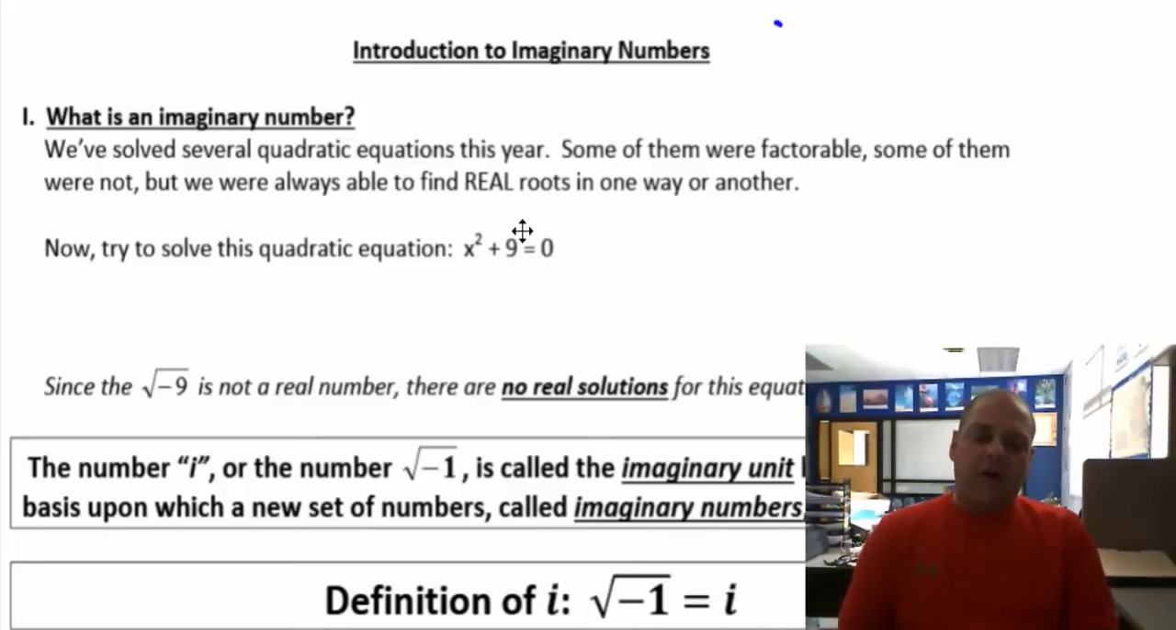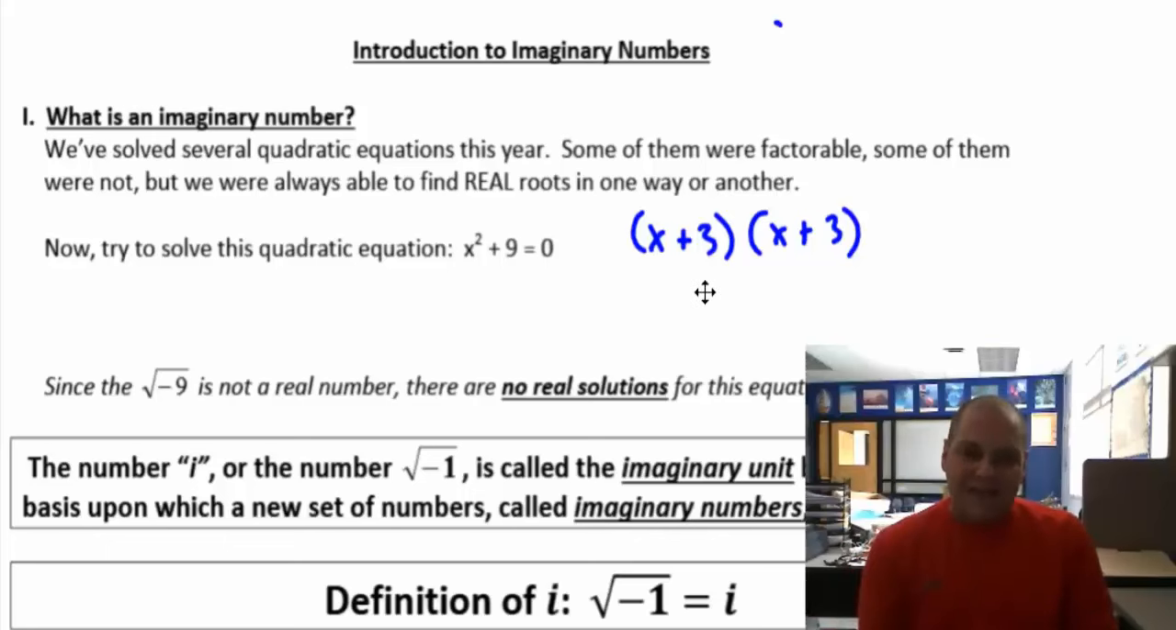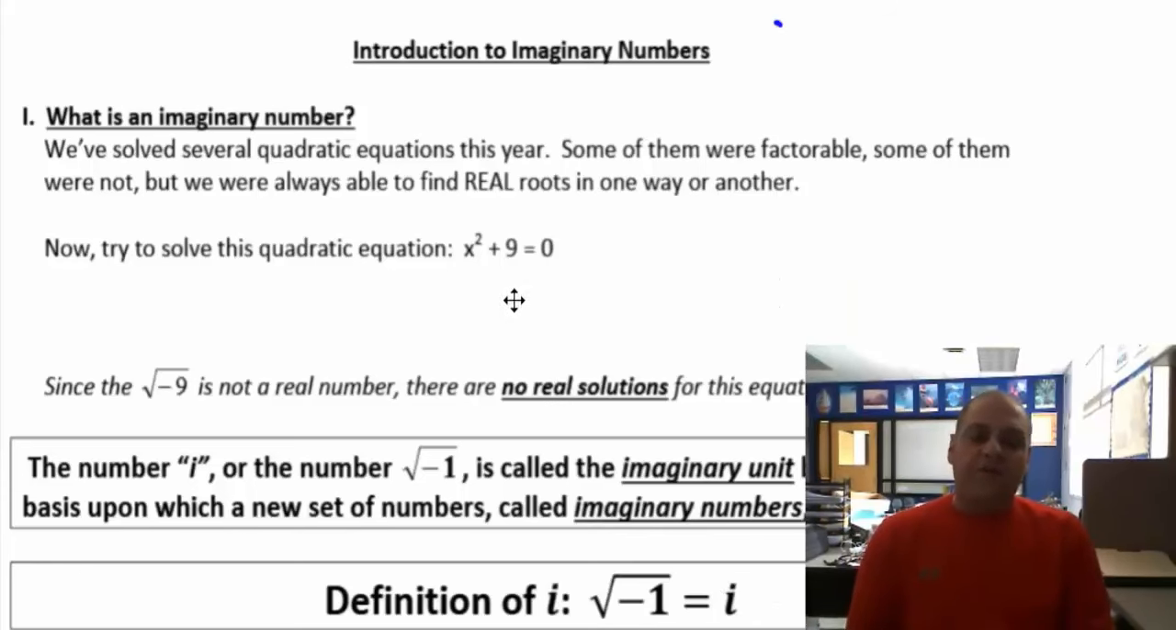Try to solve this quadratic equation, x squared plus 9 equals 0. It's not factorable. A lot of students think it's x plus 3 or x minus 3, but those don't work. x plus 3 times x minus 3 is x squared minus 9, right? So that doesn't work. Squaring x plus 3 gives x squared plus 6x plus 9, and x minus 3 squared gives x squared minus 6x plus 9. So nothing works for factoring. This cannot be factored.